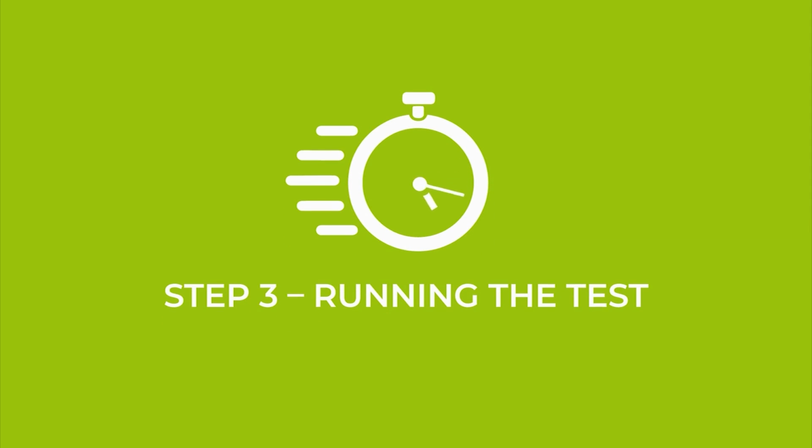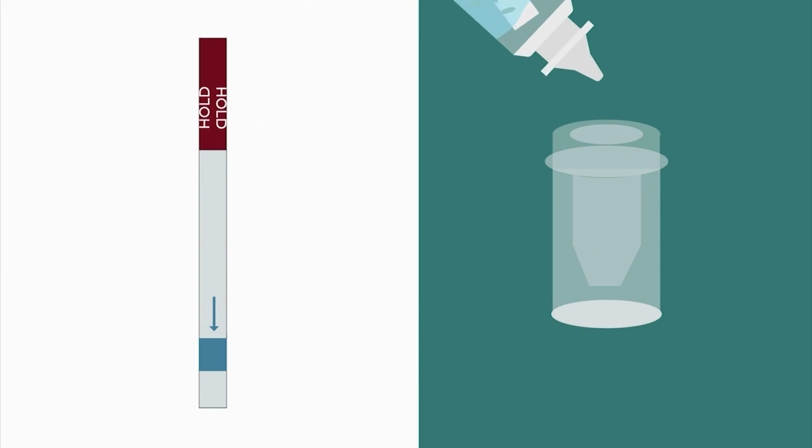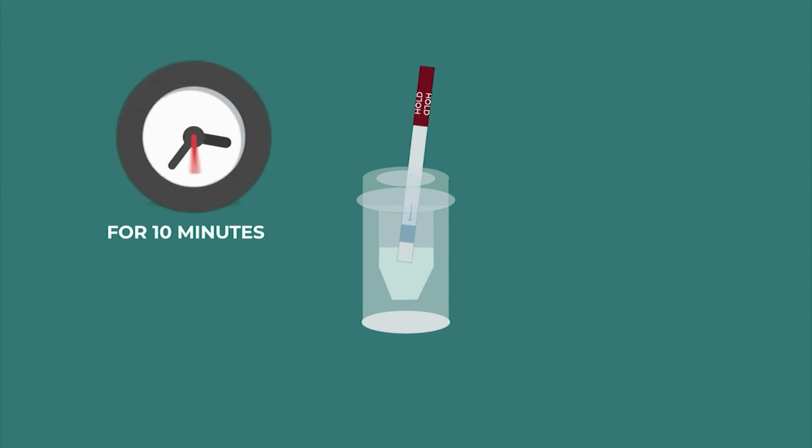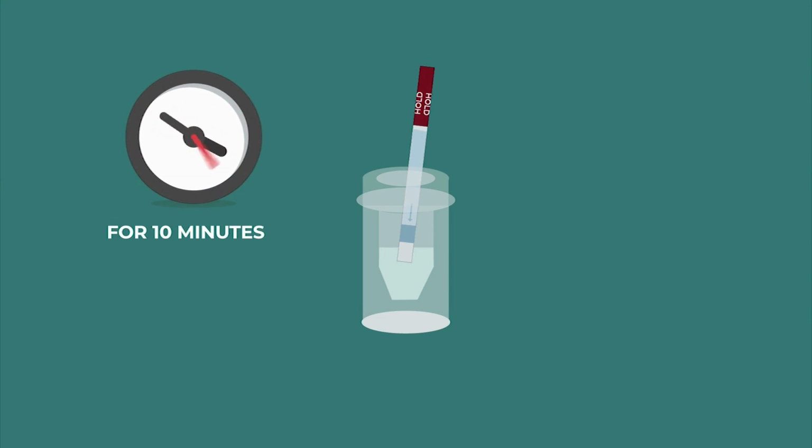Step 3, running the test. Take out a new test strip and test well. Make sure to reseal the test strip container. Remove the green cap from your sample bottle and squeeze 4 drops into the test well. Next, add 1 drop from the black capped test activator bottle to the test well. Hold the test strip by the red handle and place the blue end into the test well. Let the test run upright for exactly 10 minutes.